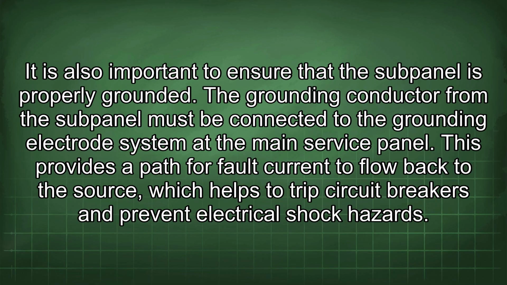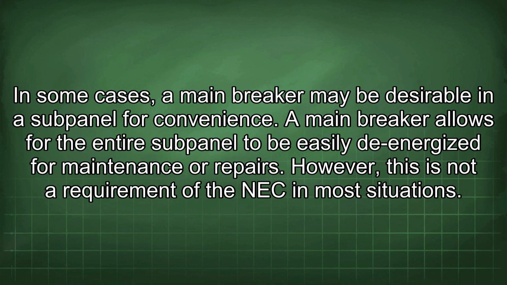It is also important to ensure that the subpanel is properly grounded. The grounding conductor from the subpanel must be connected to the grounding electrode system at the main service panel. This provides a path for fault current to flow back to the source, which helps to trip circuit breakers and prevent electrical shock hazards. In some cases, a main breaker may be desirable in a subpanel for convenience.